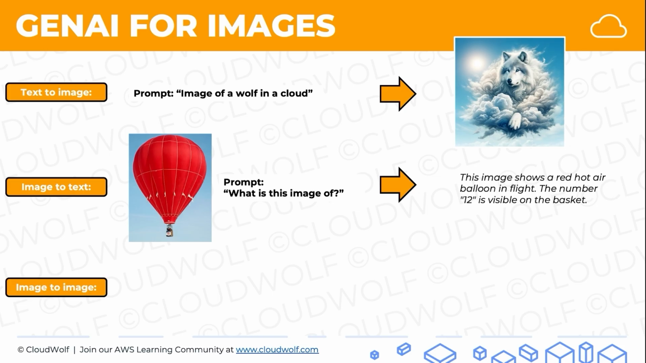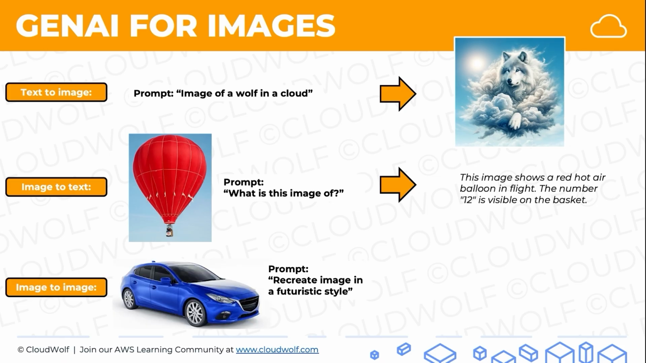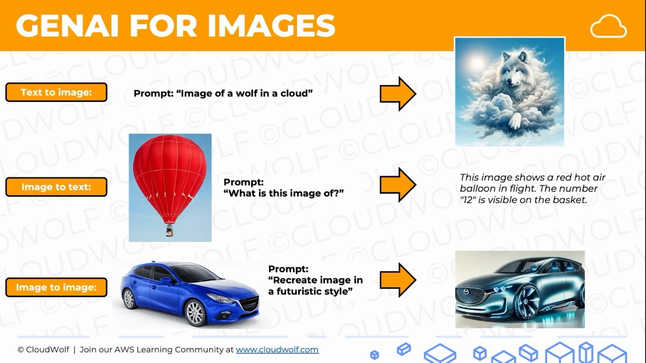And also the last one is image to image. So here we've got a normal car, and we say recreate image in a futuristic style, and we get a futuristic version of this car, and somehow it even understood that it's a Mazda. Can you see that? That's really cool. There's no Mazda logo on the car, but it understood from the shape of the car that it's a Mazda and put the Mazda logo on the output image.